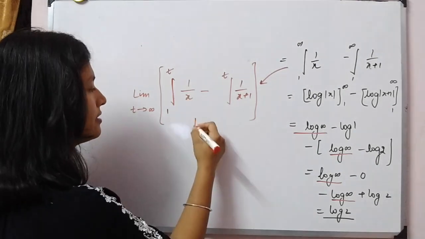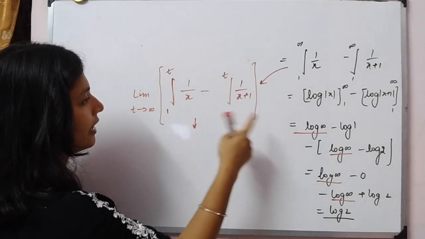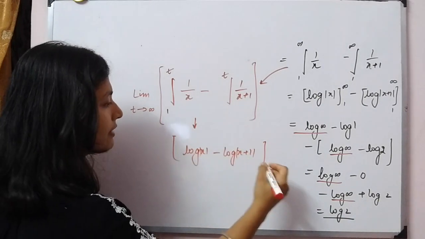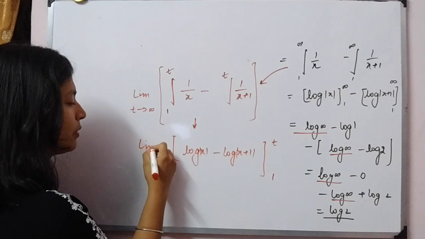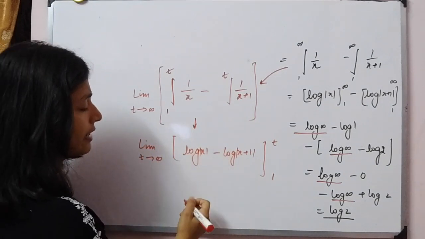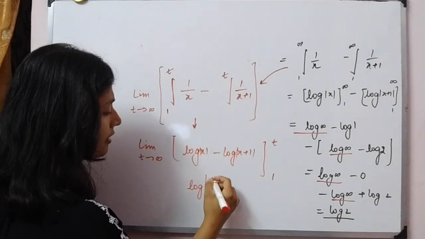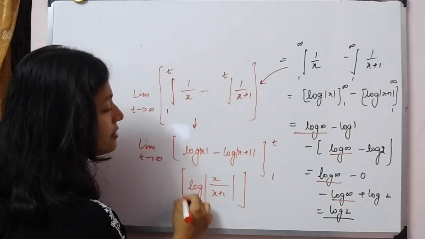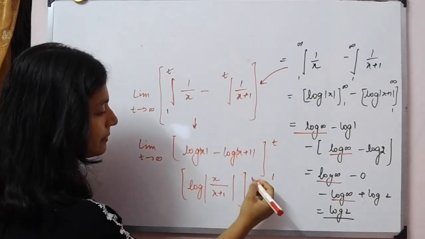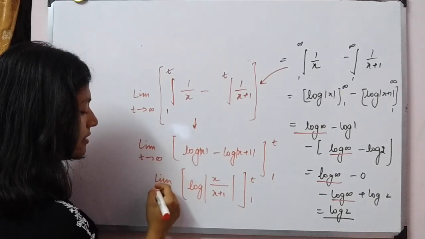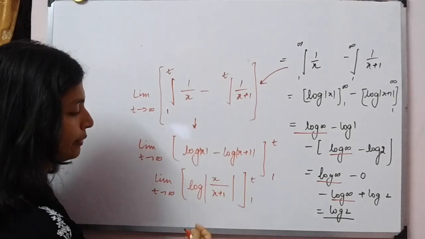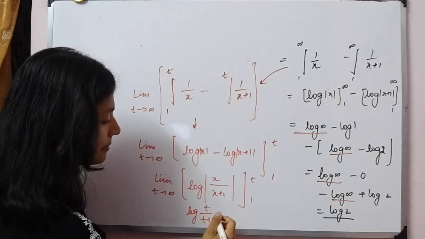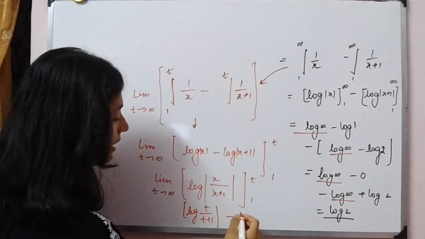So what we'll get after this is log x, and here we'll get log x minus 1. Both of them will have the same limit 1 to t, limit t tends to infinity, and this gets reduced to log x upon x plus 1, using the identity of log m minus log n is equal to log m by n. Now let's just substitute the value. What we get over here is log t upon t plus 1 minus log.